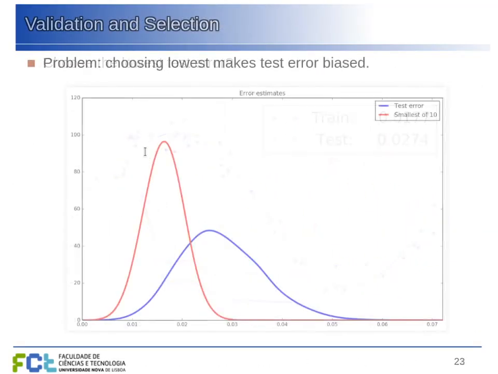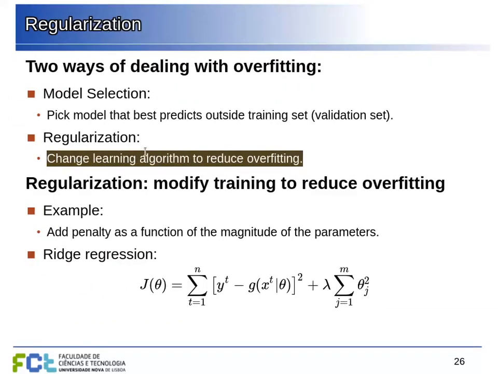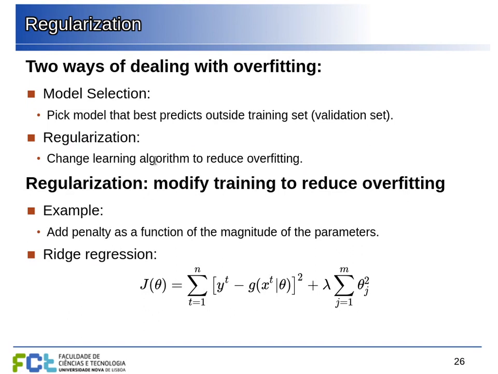And that is the idea of regularization in general: to change the learning algorithm to make it a bit stiffer, to make it a bit more resistant to adjusting too much to the data. One example in regression is to add some penalty as a function of the parameters. For example, in ridge regression, we use this quadratic penalty on the parameters.